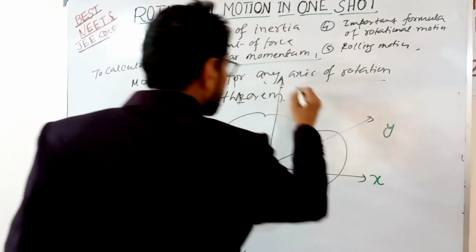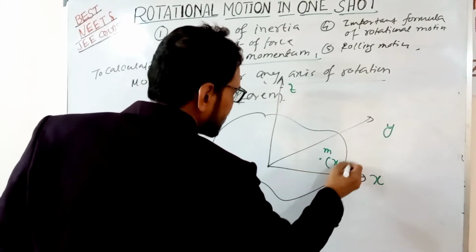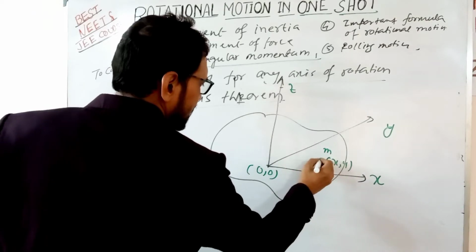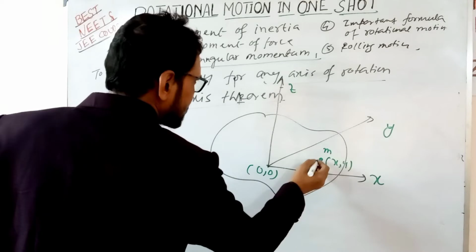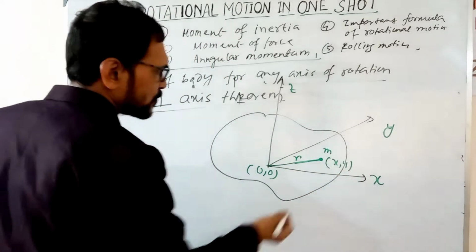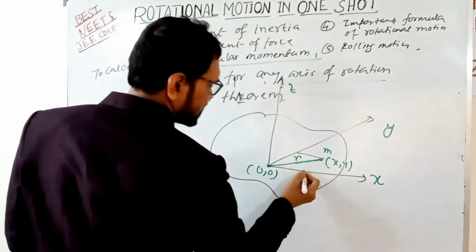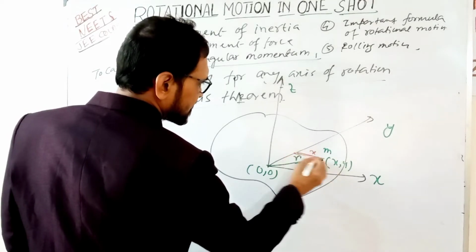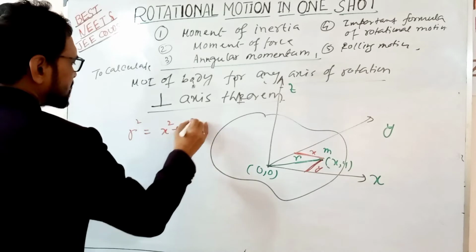Perpendicular axis theorem. Take axes x, y, z, and suppose a mass is present at an x, y coordinate. So this is the origin, and here the mass is present. The distance of the mass from the z axis is r, the distance from the y axis is x, and the distance from the x axis is y. So this distance is y, this distance is x. What is the relation? r square equals x square plus y square, from Pythagoras theorem.